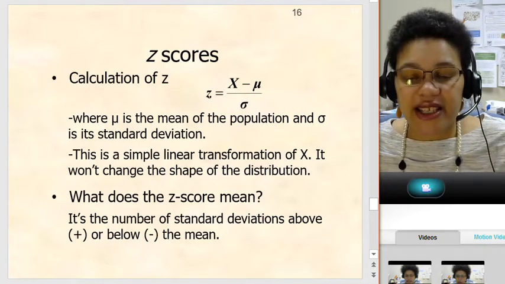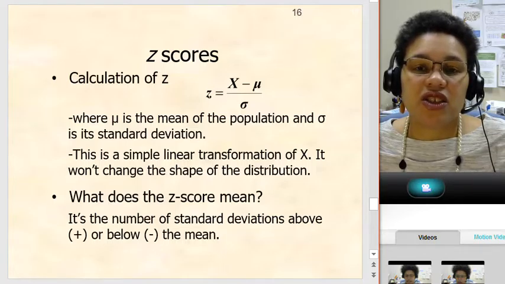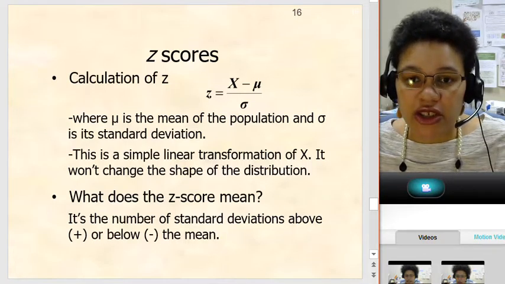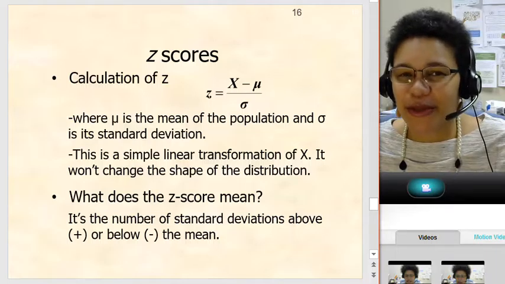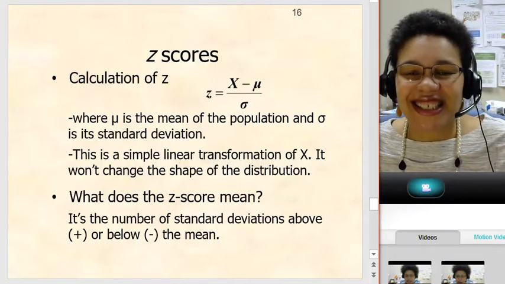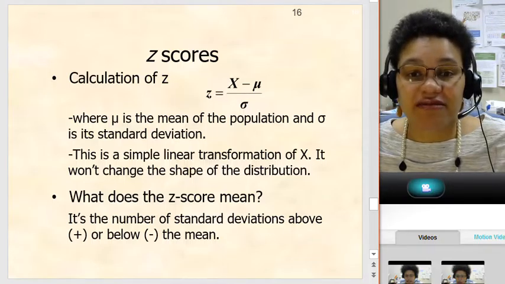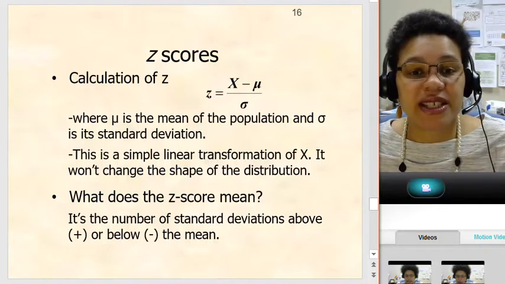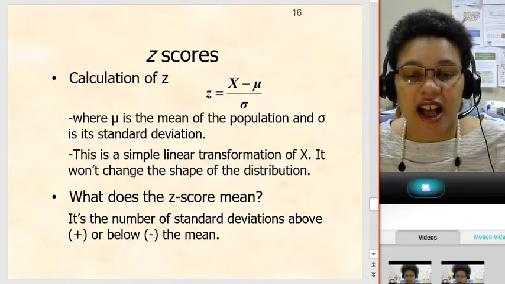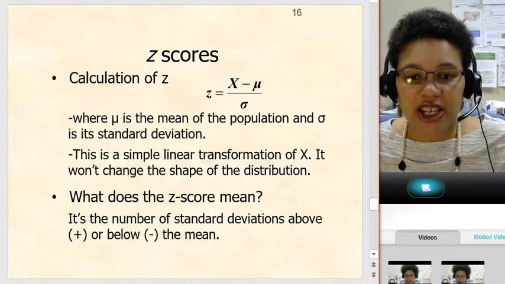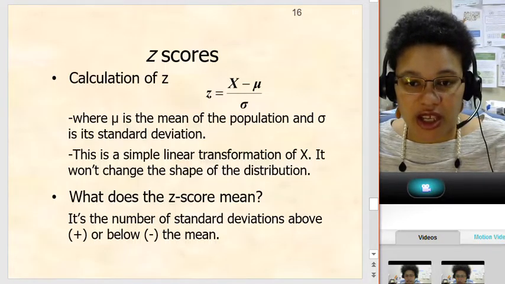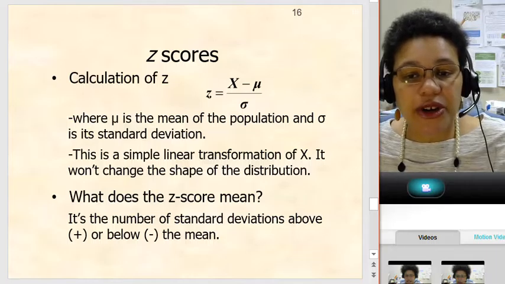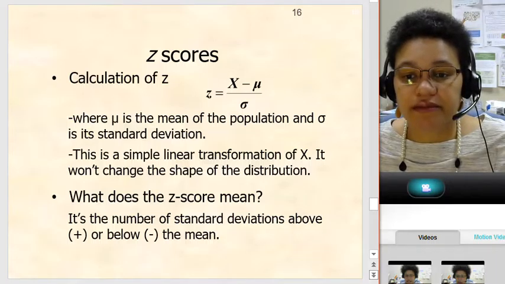The formula is the score, whatever score that student earned, minus the mean. Remember deviations, right? That score minus the mean divided by the standard deviation. And that gives you the z-score. Mu is the mean of the population, and sigma is the standard deviation of those scores in that population. This is a simple linear transformation. It doesn't change the shape of the distribution. And it means the number of standard deviations above or below the mean.